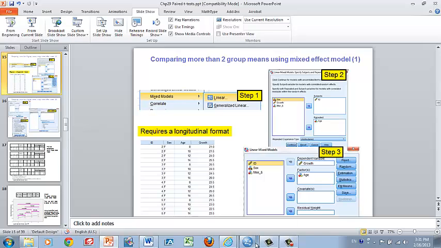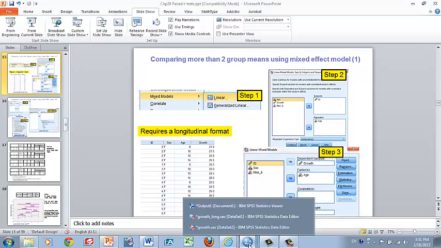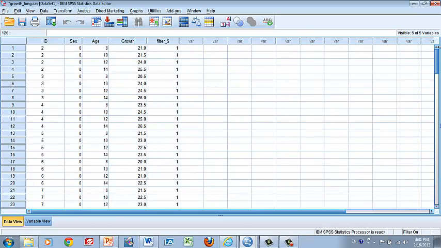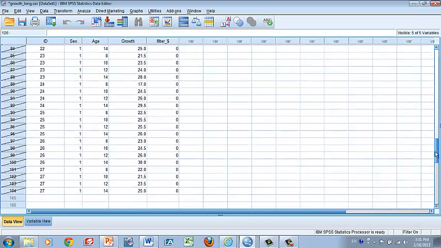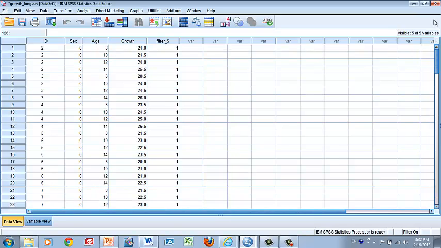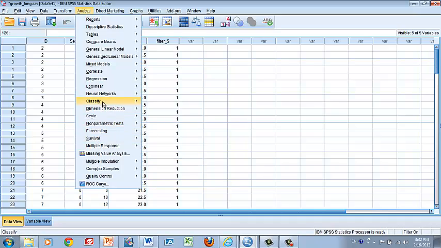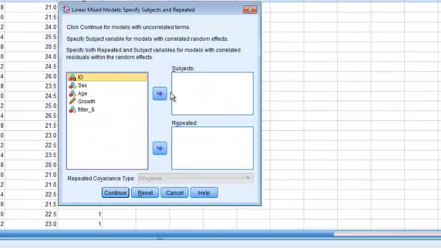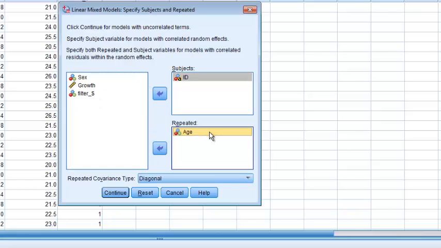Alright, so in order to do mixed effect model, it requires longitudinal format. So you have to go to gross_long data set. Okay, this one, right? So we're still using data only from girls, and we want to compare whether the mean of growth measurement is different among age categories. So we go to mixed models, linear. Okay, and subject, and we put indicator to show who is who. So that's ID, and repeat, and we are repeatedly measured over different age. So age will go under repeated box.